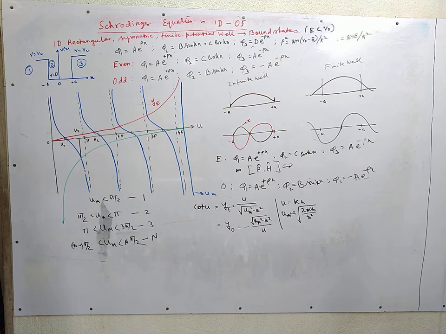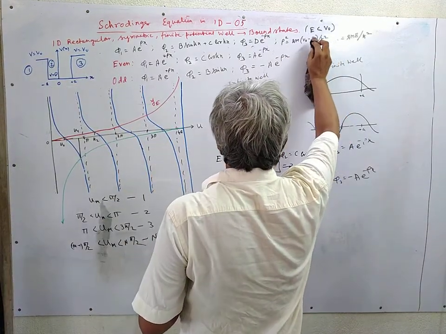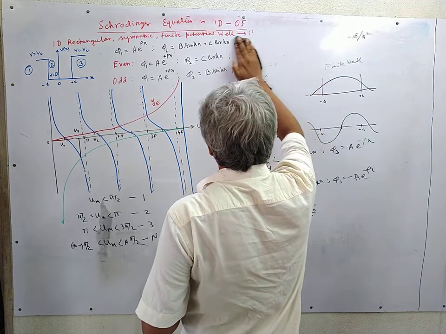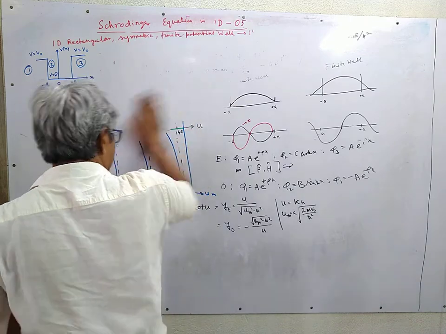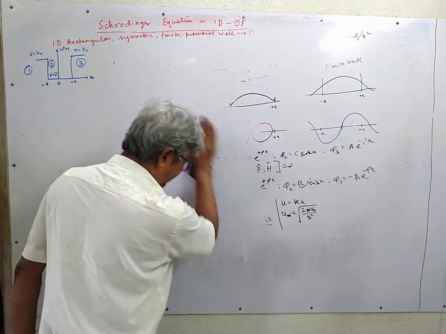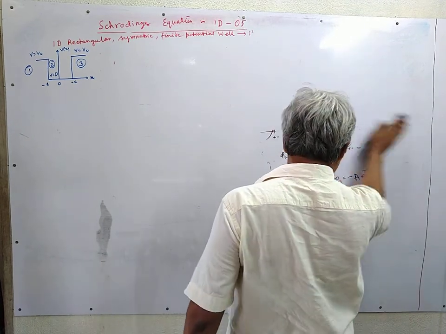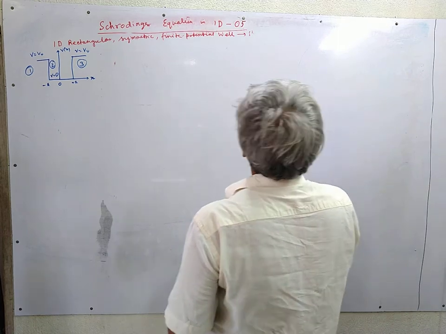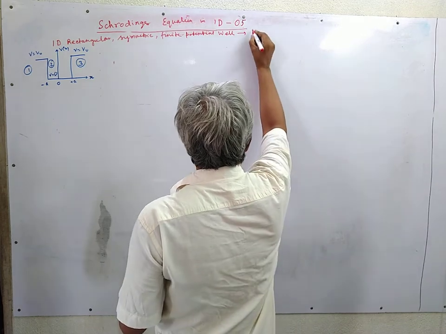Now I am passing over to the case where E is greater than 0, that is the scattering case. The same problem is there, but the initialization of the problem is different, and the mathematics involved will also become different from what we have done in connection with the bound state problem. So, scattering case.